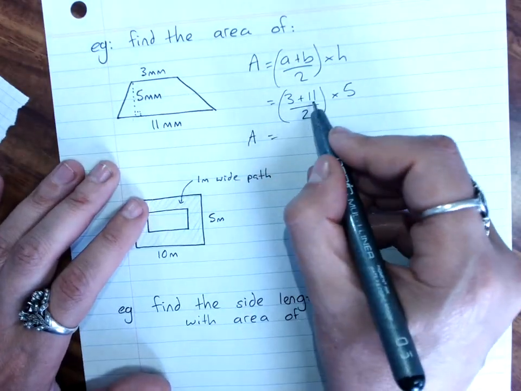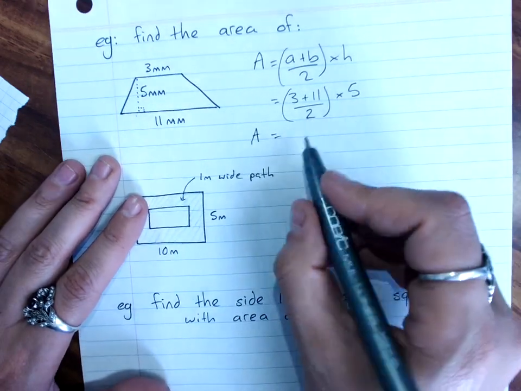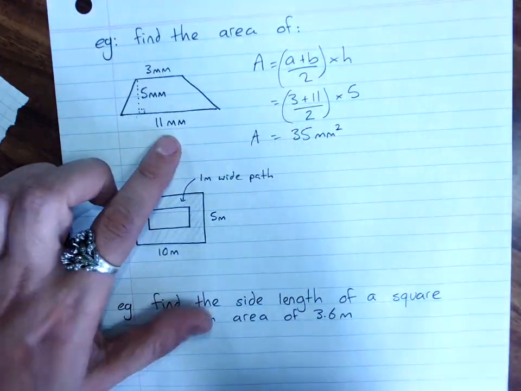Area is, now 3 plus 11, that's 14. Divided by 2 is 7. 7 times 5, 35. And you put your units. We're in millimetres, so we're measuring millimetres squared.